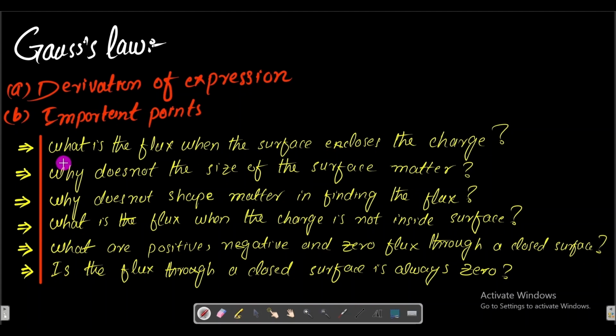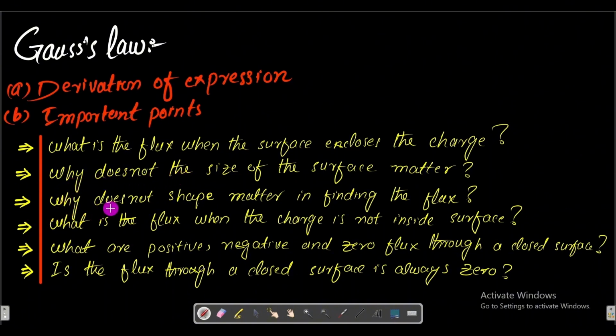So the first point is, what is the flux when the surface encloses the charge? In Gauss law, we always consider a Gaussian surface. So this question means that if the charge Q is present inside that Gaussian surface, then what will be the implication of the Gauss law? The second question is, why does the size of the surface not matter? Because the Gauss law claims that the size of the surface does not matter. So in this video we will go over the reason behind that.